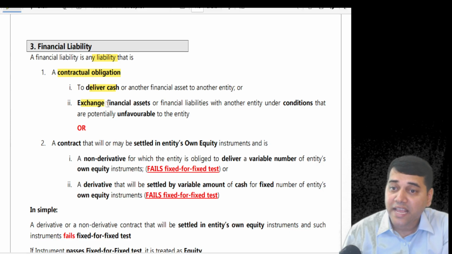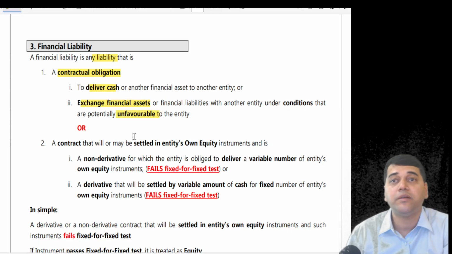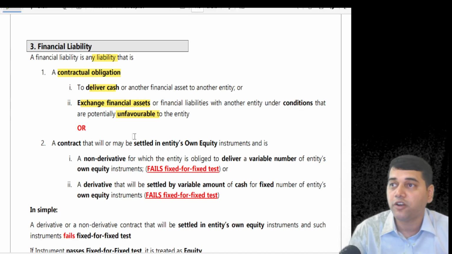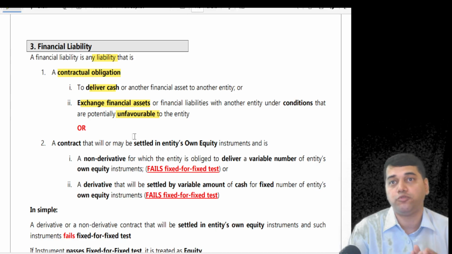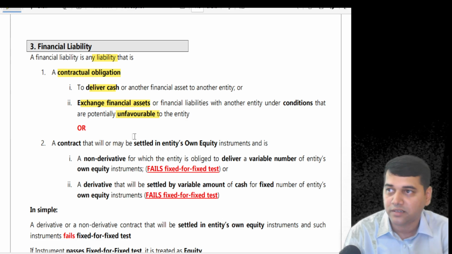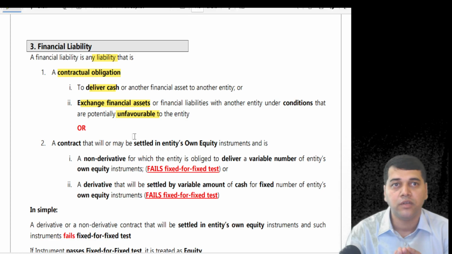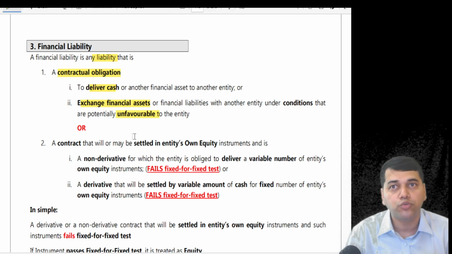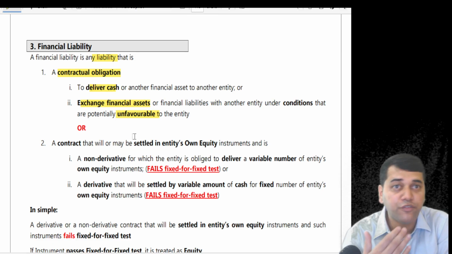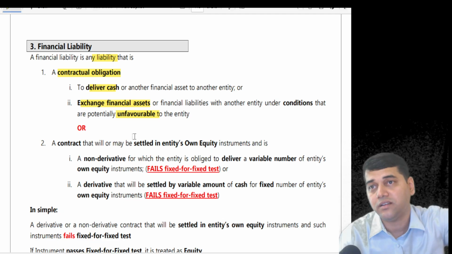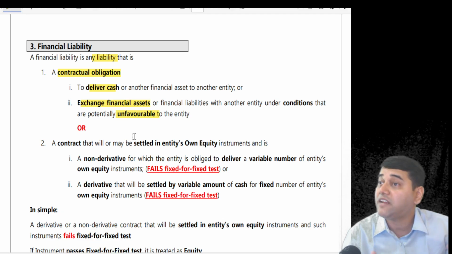Or to exchange financial assets under unfavorable conditions, like in futures and options. You are in a favorable situation. Now, what is that? I will discuss it a little later, along with the definition of derivative. And how much profitable to you, that much is unprofitable to him, no? So, when you recognize the derivative financial asset, the other party will recognize a derivative financial liability.